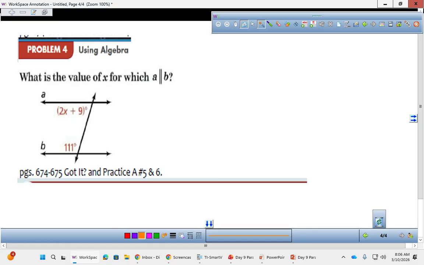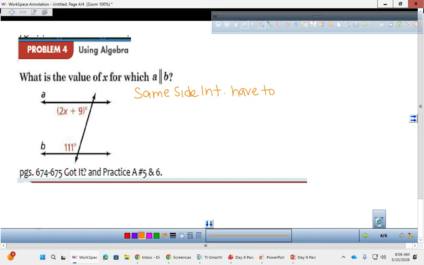Same side. Same side. Okay, so same side interior angles have to be supplementary. If these lines are parallel, then those two angles have to equal 180 degrees. So if I want them to be parallel, then I have to add them together and set it equal to 180, which is what you did in the warm-up. You did the same math in the warm-up. We're just, the thought of the math is opposite.